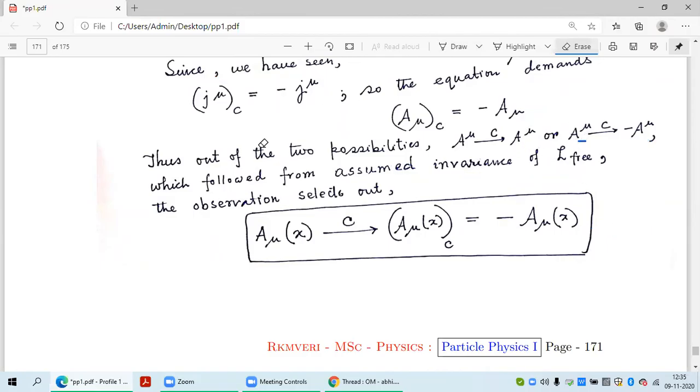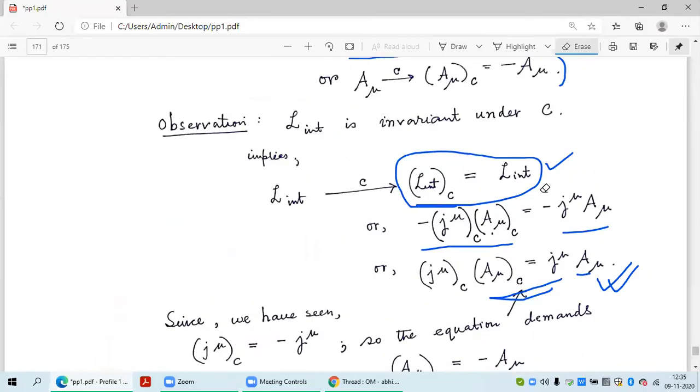Any questions? There should be a minus sign. Please scroll up. There is a minus sign here. No, please scroll up. Here, yes. Where? Right hand side, minus J mu A mu. No, here, in this equation. No, this minus sign cancels. L int itself is minus J mu A mu. So I have written this just in terms of these conjugated objects. Now this minus and I can cancel. So therefore we have these equations.